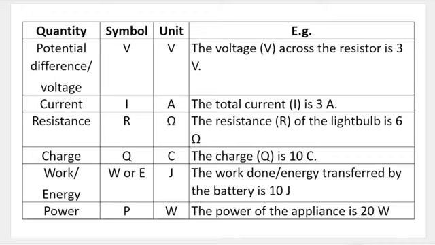So if I say the voltage is 3 volts, then it's V equals 3 V. Or if I want to say the current is 3 amperes, another way to write that is the current is equal to 3 A. You need to understand the difference between I being the symbol and A being the unit.